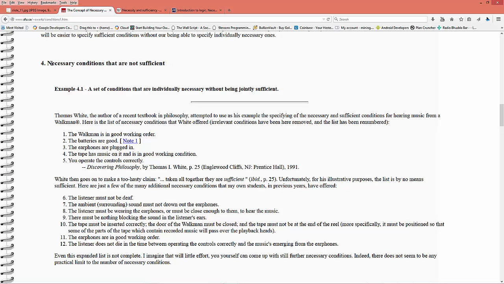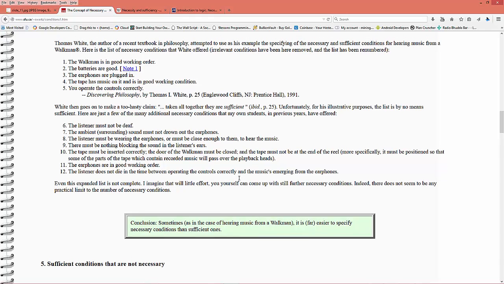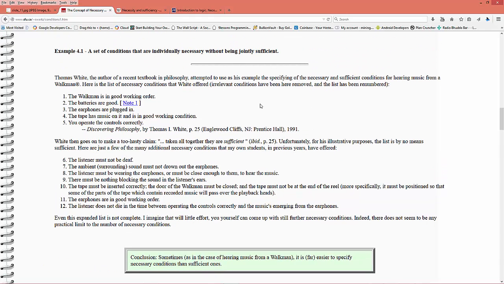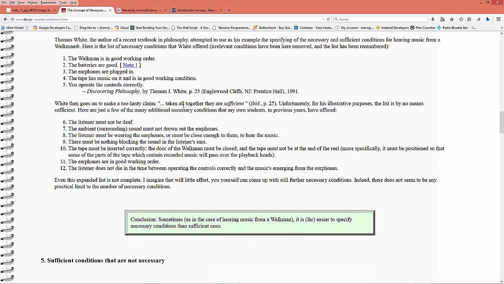Here is an example of necessary conditions that are not sufficient. In other words, a set of conditions that are individually necessary without being jointly sufficient. This is an example taken from elsewhere about a Walkman and being able to listen to music. There are a number of necessary conditions. The Walkman is in good working order, the batteries are good, or if you check the note, you should have some form of electricity supply or power supply. The earphones are plugged in, the tape has music on it, and it is in good working condition. Also, you need to operate the controls correctly. Now, of course, nowadays we can substitute the word iPod or music player for Walkman. This, of course, is a slightly dated example. So, this person initially made the hasty claim that taken all together they are sufficient.